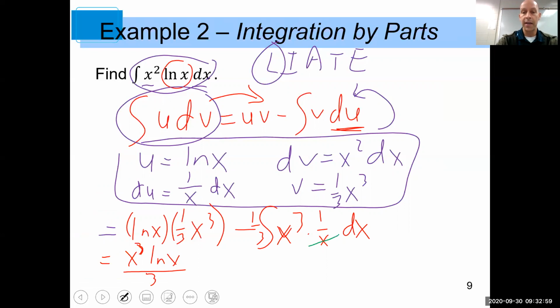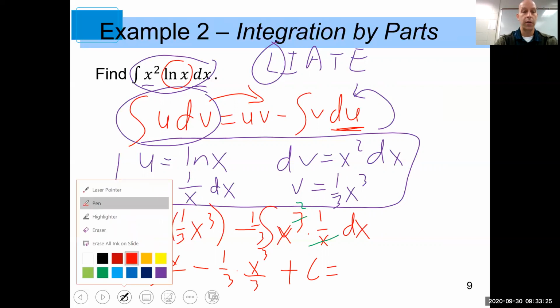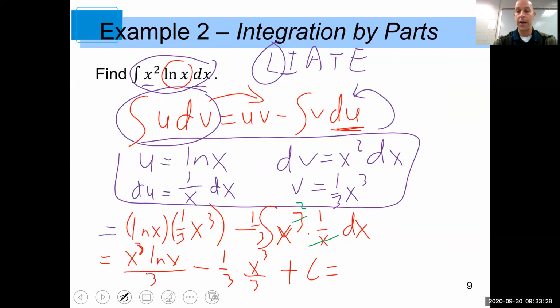You'll note that this x and one of these x's will reduce that to x squared. So this is going to become minus 1/3, and I've got x squared there. Now I'm integrating x squared, so that's going to be x to the third divided by 3, and then plus c. And remember, this is multiply. So it looks like my final answer here, and I'll do this now in black, is going to be x to the third ln of x divided by 3 minus 1/9, and then x to the third plus c.